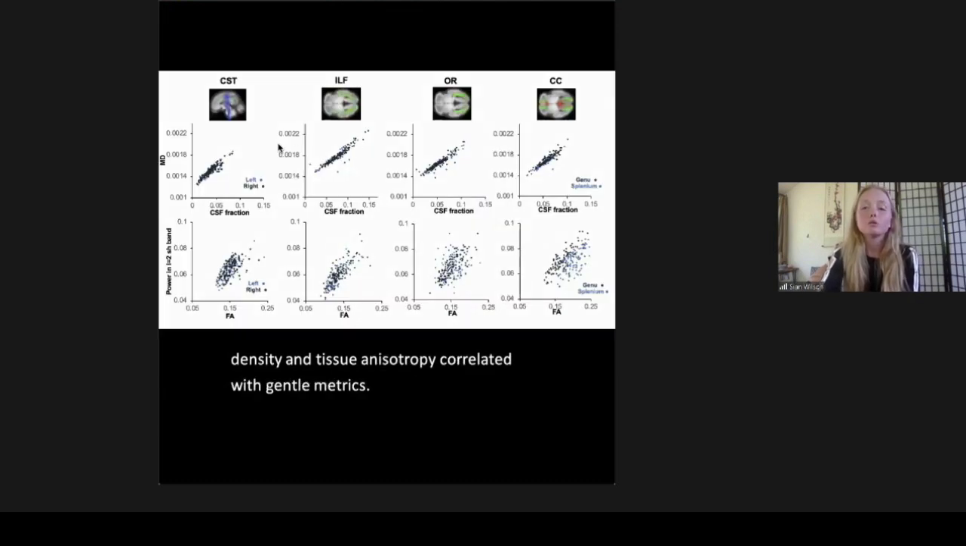When we looked at the partial correlation between MD values and the CSF fraction in the voxels, there appeared to be a strong linear relationship in all of the tracts between the mean MD value and the fraction of CSF, verifying that the reported MD is actually a reflection of fluid density in the voxel.